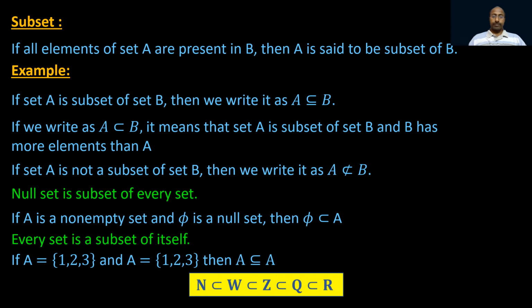We know that the set of natural numbers is a subset of the set of whole numbers, the set of whole numbers is a subset of the set of integers, the set of integers is a subset of the set of rational numbers, and the set of rational numbers is a subset of the set of real numbers. We have seen the figure in real numbers also. This is very important, we have to remember.